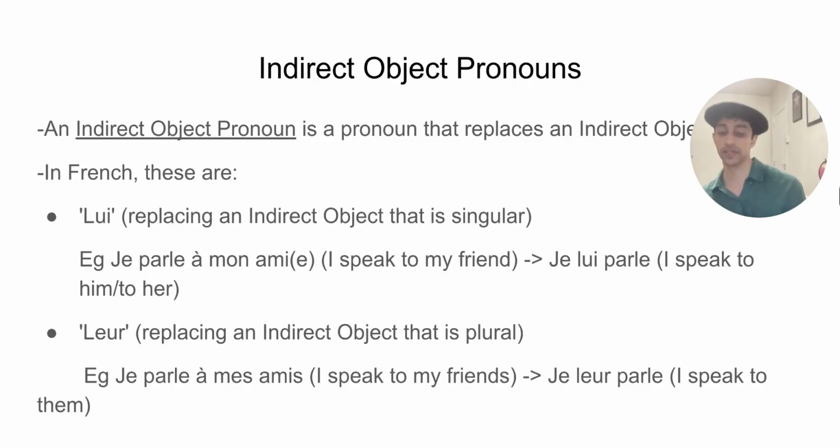For example, in the sentence je parle à mes amis, meaning I speak to my friends, here you're speaking to more than one person, à mes amis. And again, mes amis, or my friends, is the indirect object, and we can see that because it comes after a preposition, à. So if we were to replace that with a pronoun, we'd use the indirect object pronoun leur, and that would become je leur parle, meaning I speak to them. So leur effectively means to them. Again, leur comes just in front of the verb as well.